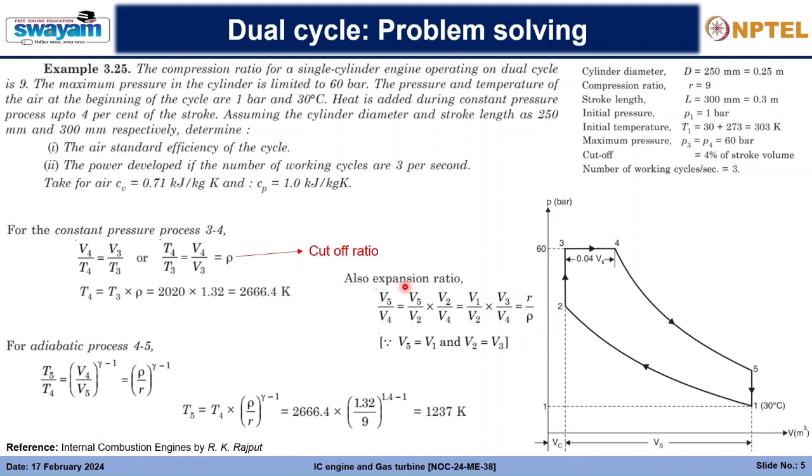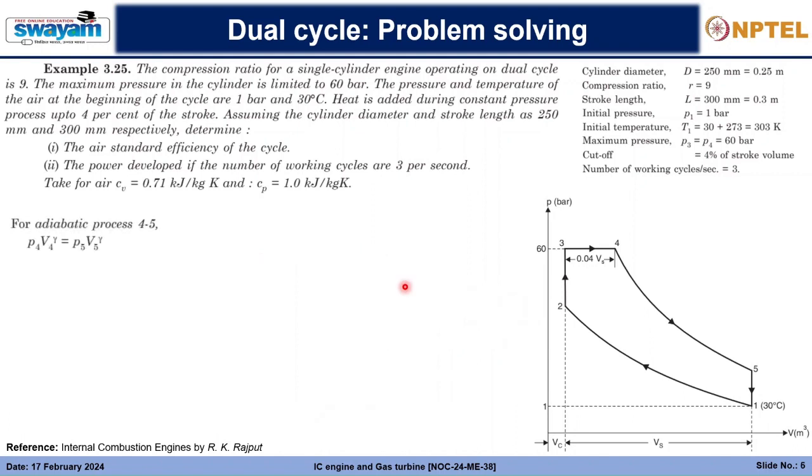So it will be helpful for us to find the air standard efficiency of the cycle. For that we should know the values of P4 as well as P5. So for that we will calculate based on P5 equals P4 into V4 by V5, and the maximum pressure. That part is very important. The maximum pressure was already given in the problem, that is 60 bar. So P4 and P3 we know. We do not know P5.